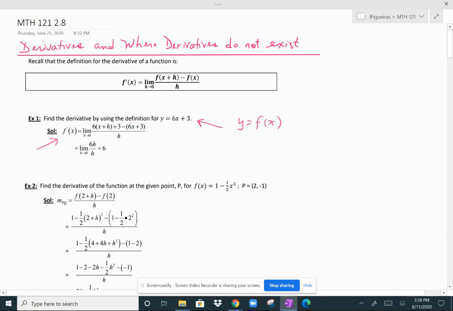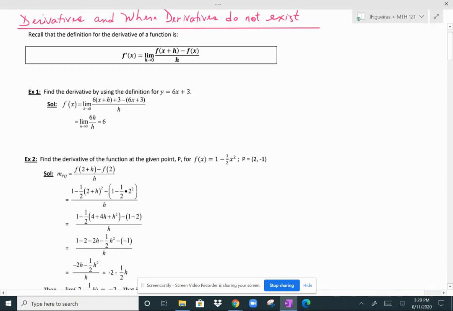by h. When you do the distribution of the 6 and the negative, the 6x's will cancel as well as the 3's, and so you're left with just 6h over h. The h's cancel, and so your limit value is just 6. Remember, you can't evaluate a limit by direct substitution if you end up with division by 0, which is what would happen if you applied direct substitution. But when we simplify, that h gets canceled.